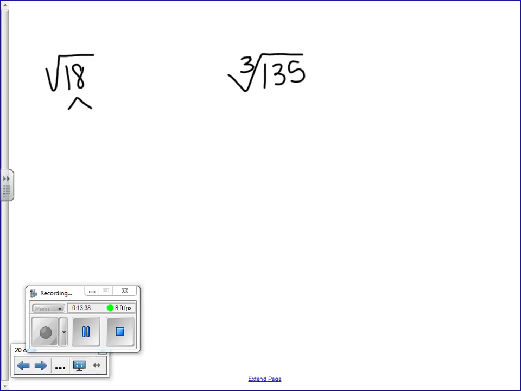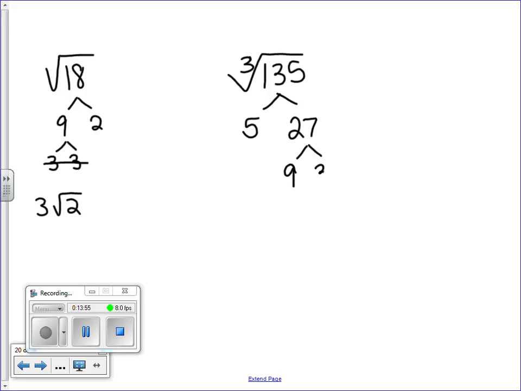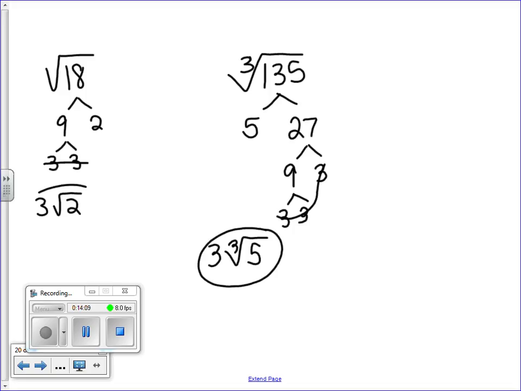Alright, so 18, what did you break it down to? 9 and 2. 3 and 3 and 9. And then you go for 2 3's, 2's left, and 3 out. Yes. Awesome. What about 135? 5 and 27. 27 we broke into 9 and 3, and 9 and 3. Okay, and then you put 3 square root of 5. Not square root, the cube root. Oh, cube root. If there's not an index right there, it's a square root. But if there is, you use whatever it is and keep it the whole time.